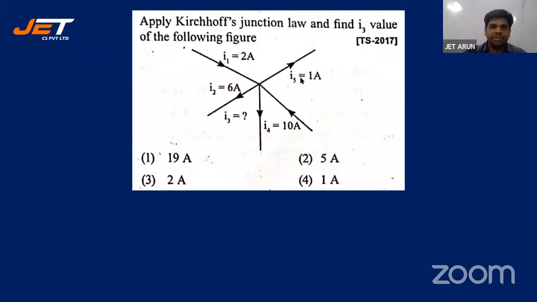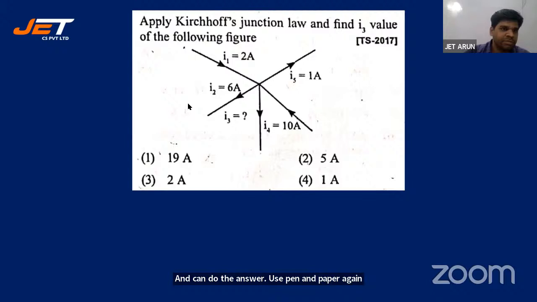Okay. Here you've got again junction law. You have to find out I3. I1, I2, I3, I4, I5, out of which 4 are given and I3 is to be found out. So you apply Kirchhoff's junction law, the current law, again, and tell me the answer. Use pen and paper again.